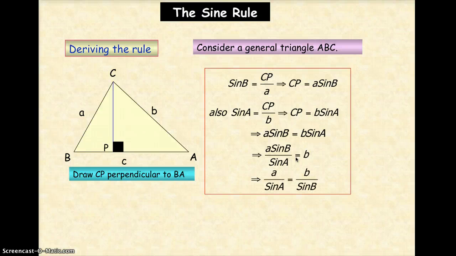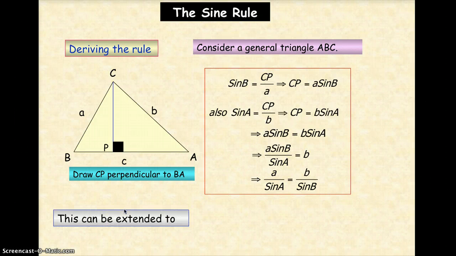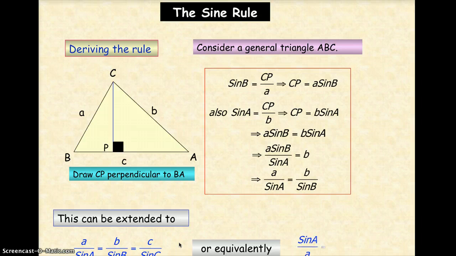So you will have A over sine A equals B over sine B. To extend it to include C, A divided by sine A is equal to B divided by sine B is equal to C divided by sine C. This is also equivalent if you have the sines of the angles as numerators and the sides as denominators. You just have to be consistent. So this equation is equivalent to this equation. Let's have a few examples.